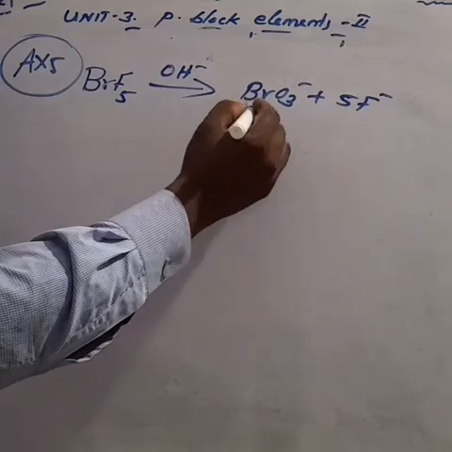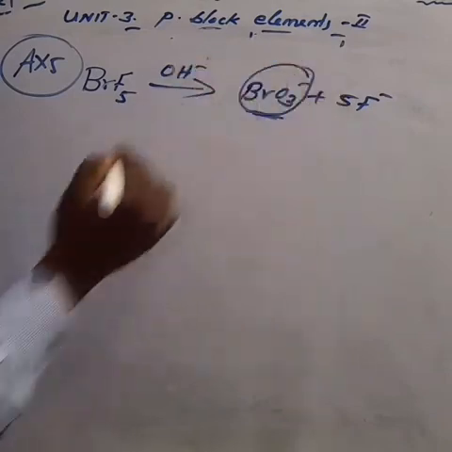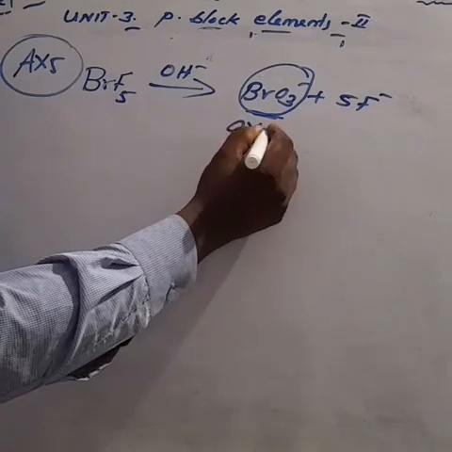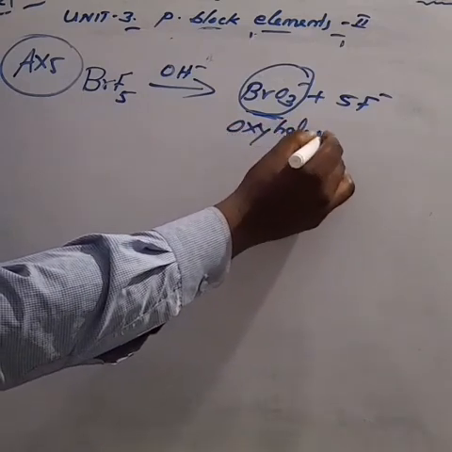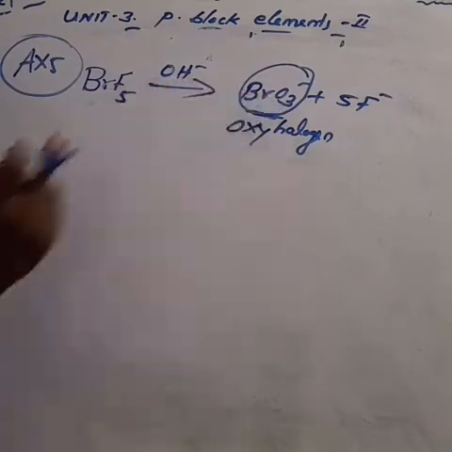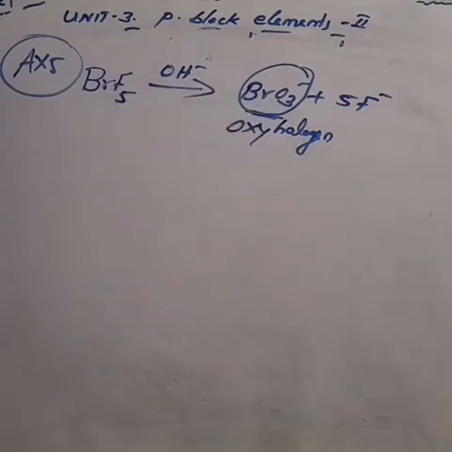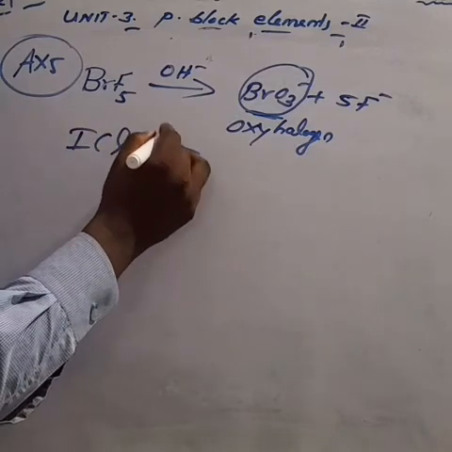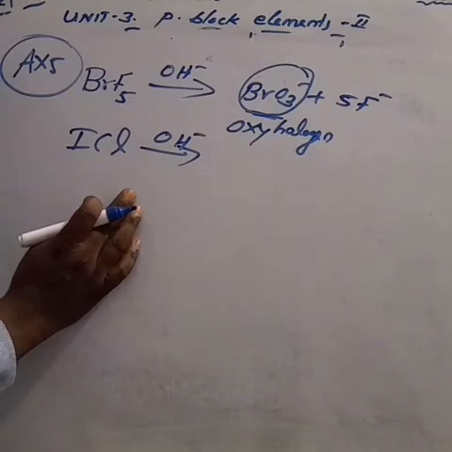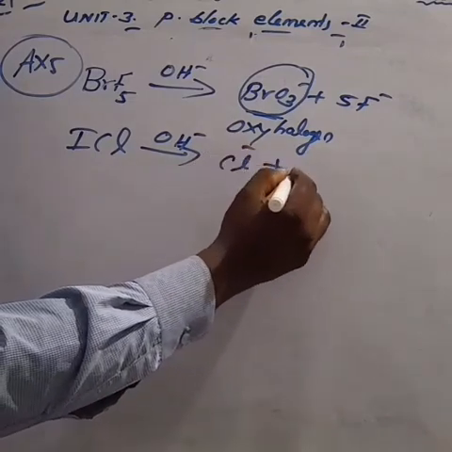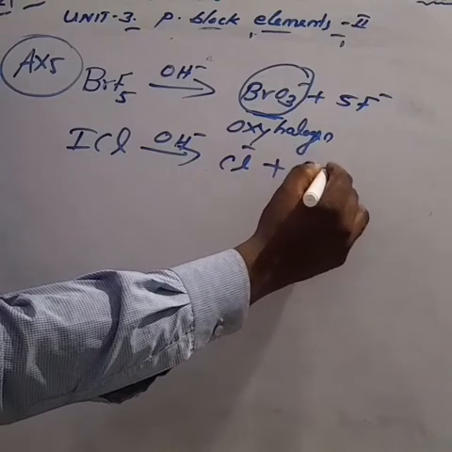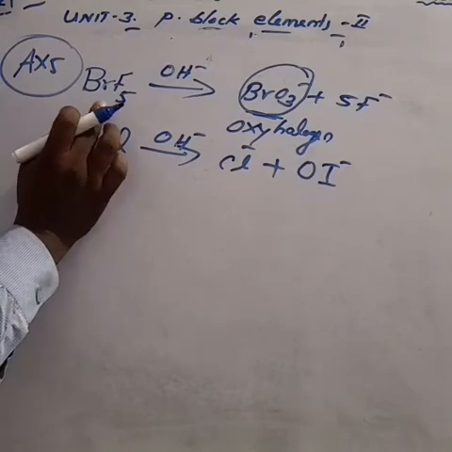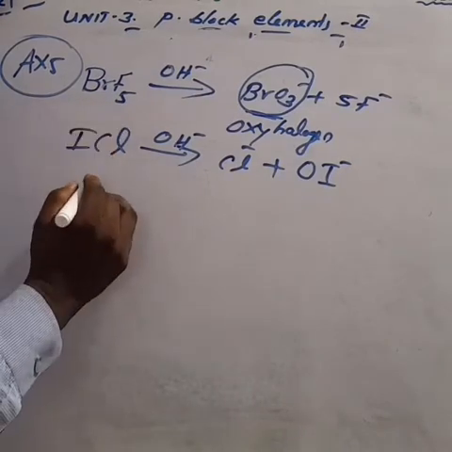The larger halogen forms oxyhalogen, that is BrO3 minus. Next one, ICl in the presence of OH minus ions gives Cl minus plus OI minus, hypoiodate ion. BrF5, that is about what we can say is AB type.